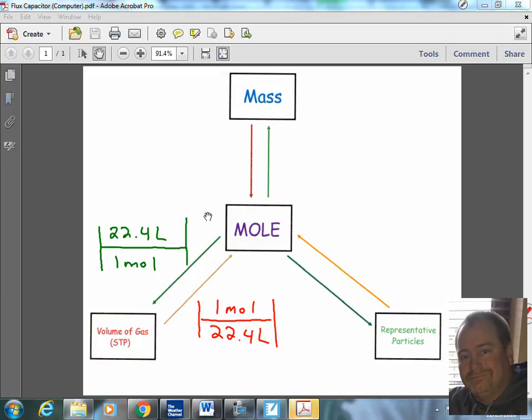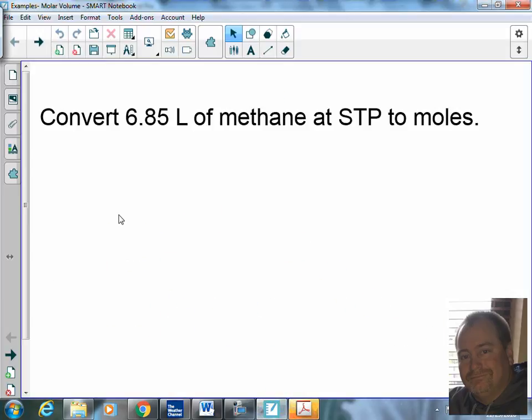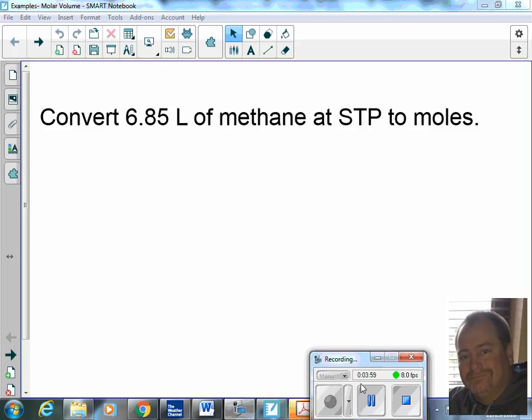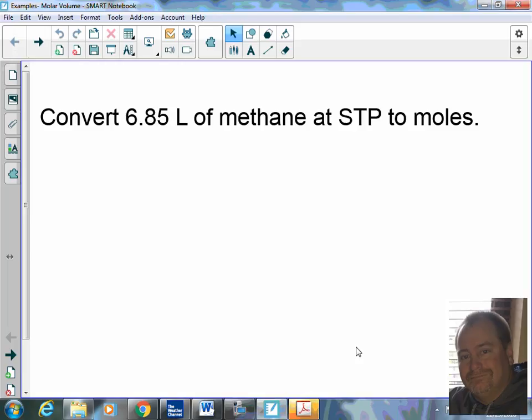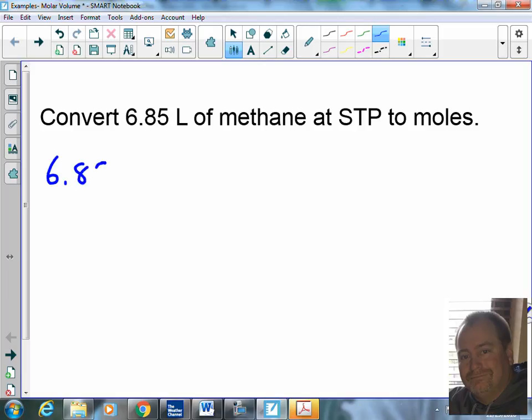What I'm going to do is we're going to work some problems on the molar volume. So here is our first example. Now it says convert 6.85 liters of methane at STP to moles. I'm going to start out writing what is given to me. 6.85 liters. You remember what methane is?